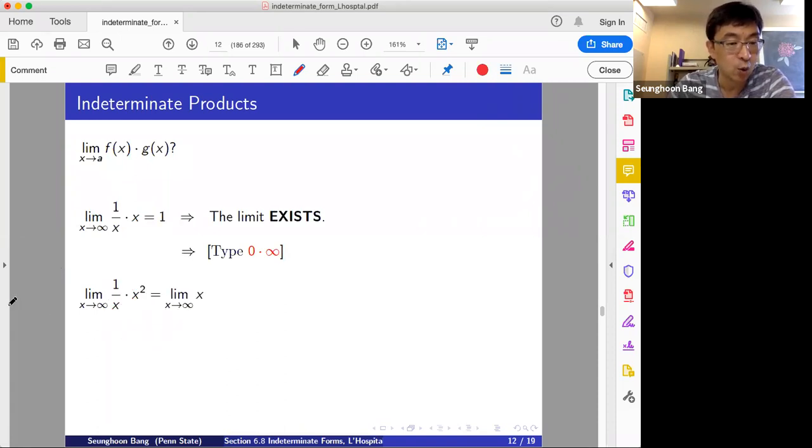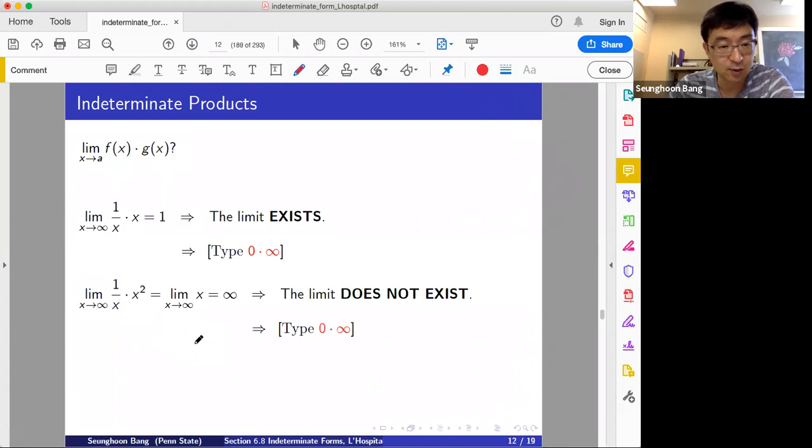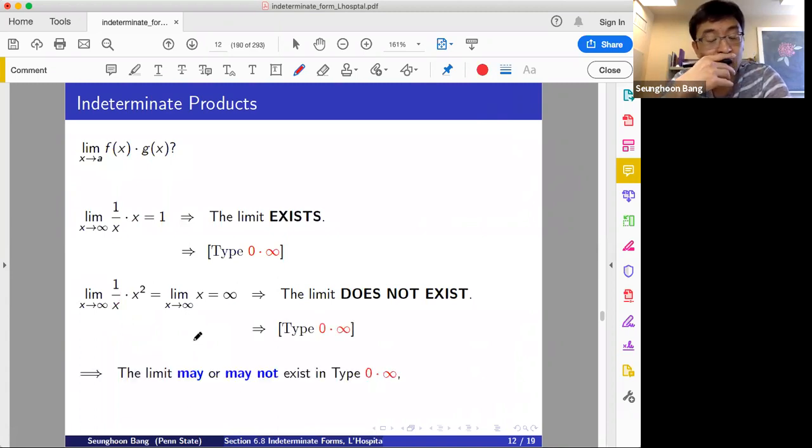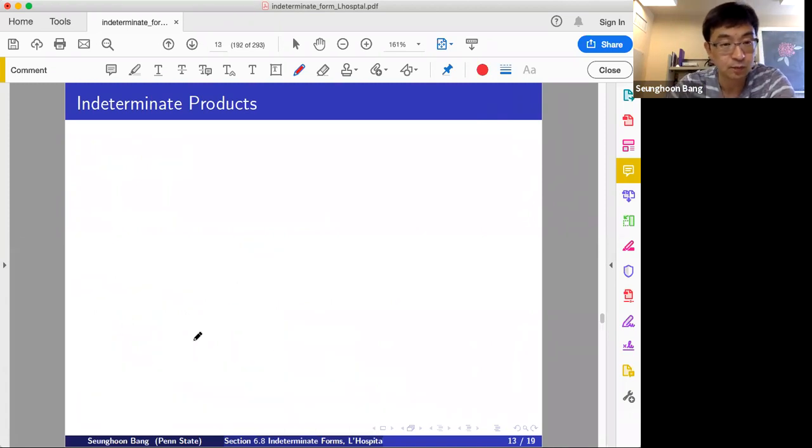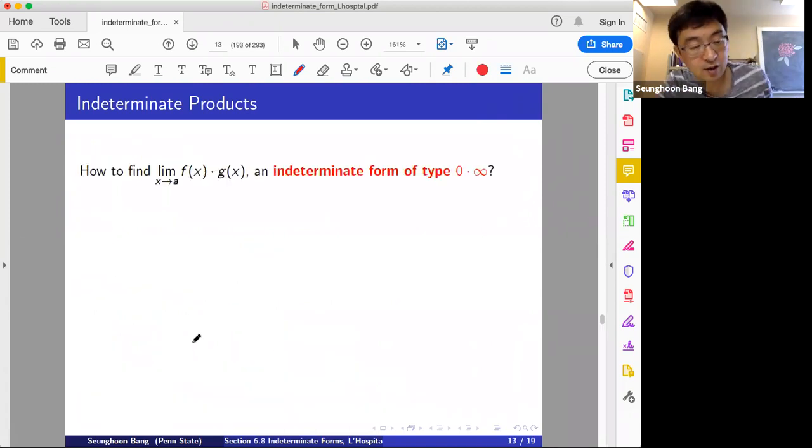What is the answer? Only cross out x, leaving the limit of x as x approaches infinity. The answer is infinity. The limit value is not finite, so the limit does not exist. What does it mean? The limit may or may not exist in type 0 times infinity. So we call it an indeterminate form of type 0 times infinity. So how do we find the limit of f of x times g of x on an indeterminate form of type 0 times infinity?